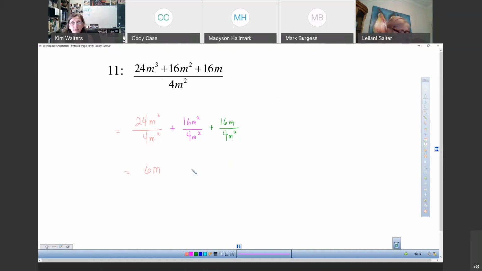So the second part of this, my m squares divide out completely. I have the same thing at the top and the bottom. 16 divided by 4 is 4, so I just have plus 4. And then finally, and this one's a little bit stranger, my 4 divides into my 16, and it leaves me with a 4 in the numerator. I have m divided by m squared. Highest power of m is in the denominator. 2 minus 1 is 1. And so this is my final answer. Yes, I can have a 6m plus a 4 plus a 4 over m. There's nothing wrong with that. Absolutely nothing wrong with that.